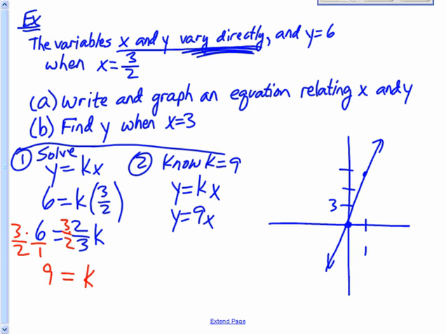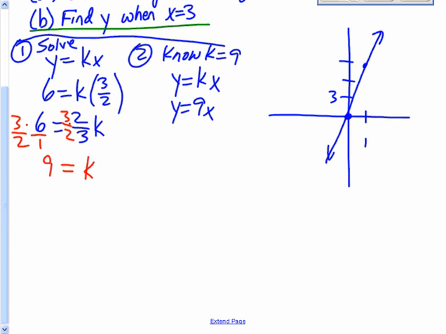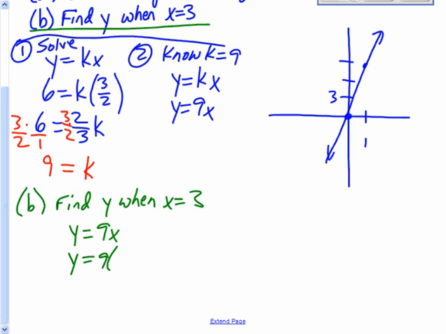I'm graphing this equation. And now part B says, find y when x is 3. Okay, find y when x is 3. I say, well, y equals 9x, that's my equation. If x is 3, what would y be? 27. That's it, right? When x is 3, it's clear up here, it's 27. Anyways, very good graph. Okay, see you guys soon.